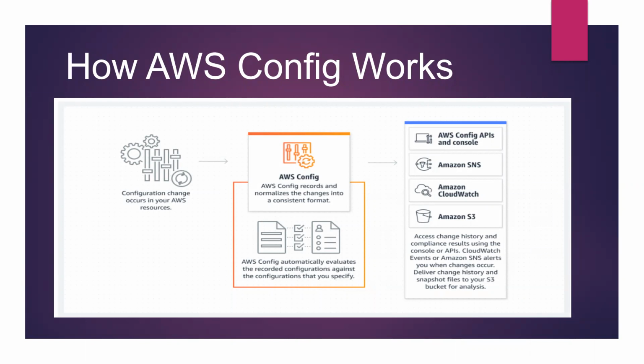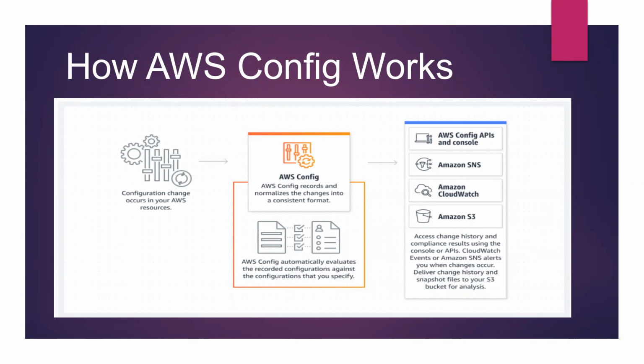AWS Config also keeps track of all changes to our resources by invoking a describe or list API call for each resource in our account. Basically, it invokes a describe or list API to get all the changes for the resources. The service uses those same API calls to capture configuration details for all the related resources.